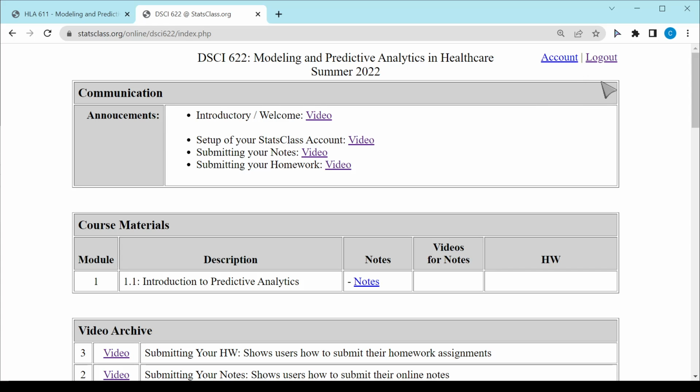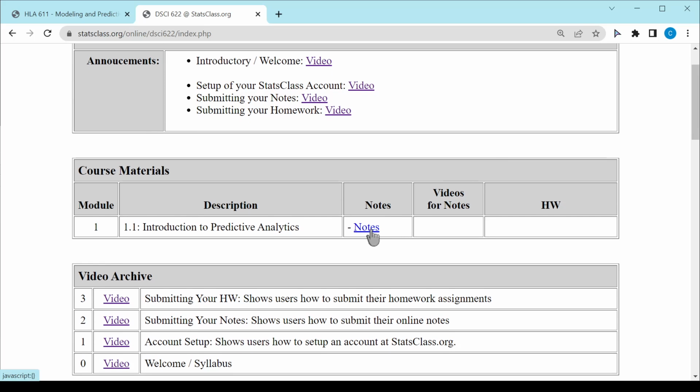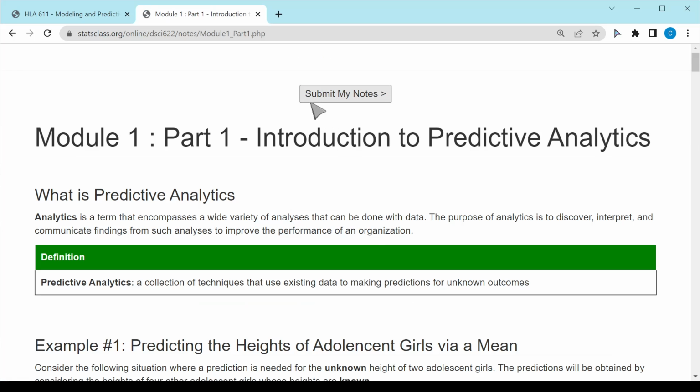And now you can see that I've been logged into my Stats Class account. And now when I click on Notes, there's going to be a Submit My Notes button here for you to submit your answers to those embedded questions. So again, before you start your course notes, you're going to have to be logged into your account at Stats Class.